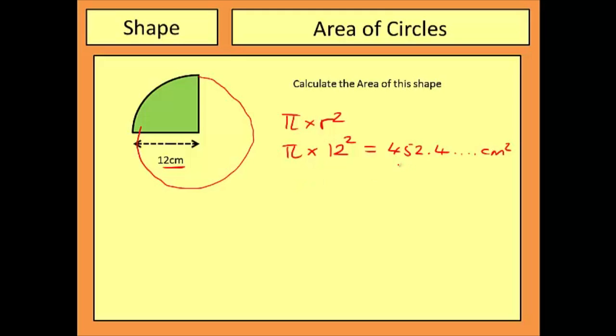So I'm going to take the area of the whole circle, 452.4, and I'm going to divide that by 4. This will give me the area of this quarter circle as 113.1 centimeters squared.